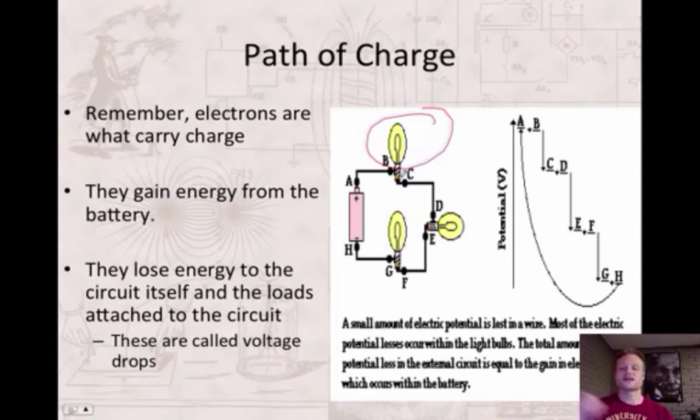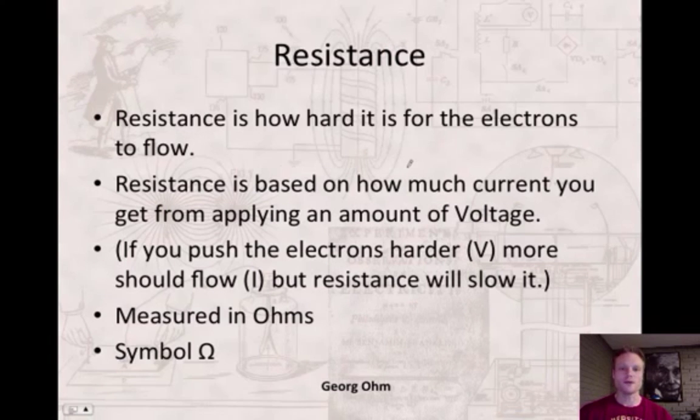So charge goes through these wires in a circuit, and today what we're talking about is these guys, the light bulb, the hair dryer, the fan, whatever the case may be, and in terms of them using up the energy and the resistance that they apply to the circuit. So let's talk about what resistance is. Resistance is basically how hard it is for the electrons or the charge to flow through a circuit. And resistance is based upon how much current you get from applying an amount of voltage.